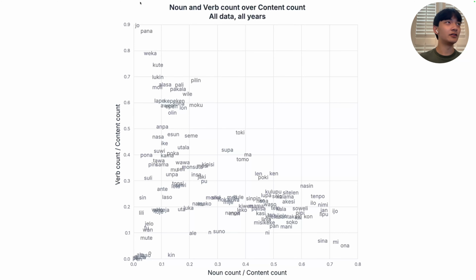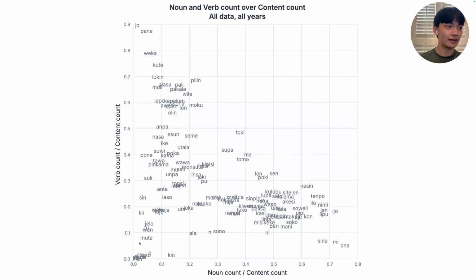So up here, we have superverby words. So yo and pana are almost always verbs, very rarely used as modifiers, very rarely used as nouns. Down here, we have sina, me, and ona. So we have very nounish words. These are almost always used as nouns, never really in the verb position, and pretty rarely still, only around like 30% as modifiers. And we can kind of see some clusters starting to form here, right?